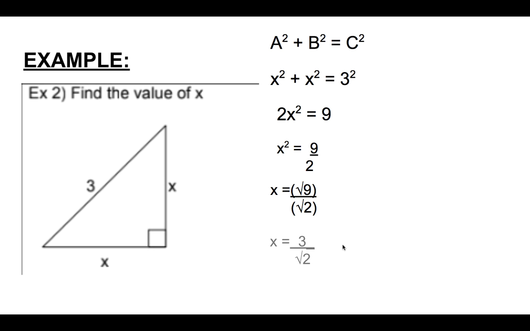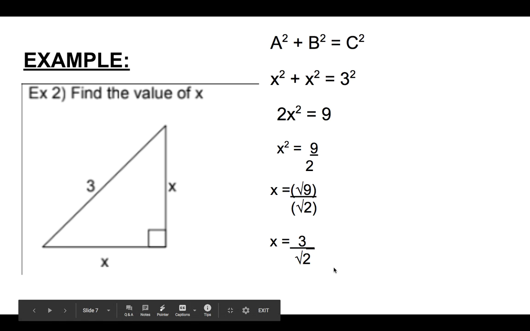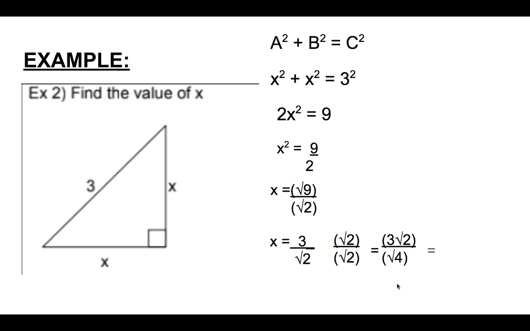Square root of 9 is just 3 over the square root of 2, but remember, we cannot have radicals in our denominator. We've talked about this before. So to get rid of that radical, we're going to go ahead and multiply by the square root of 2 to both our numerator and our denominator, and we're going to get 3 square root 2 over the square root of 4, and we simplify the square root of 4 down to 2.